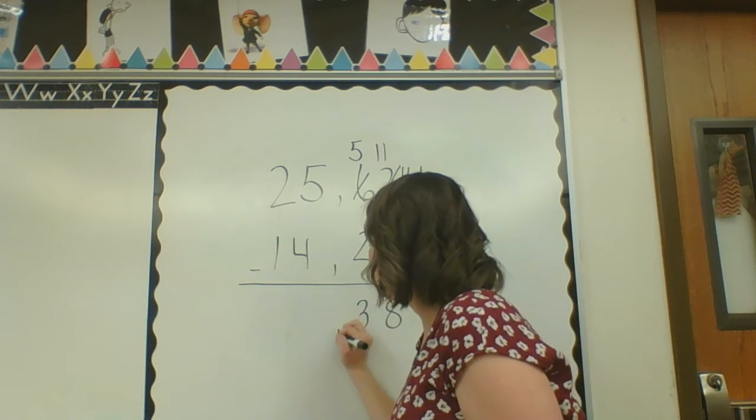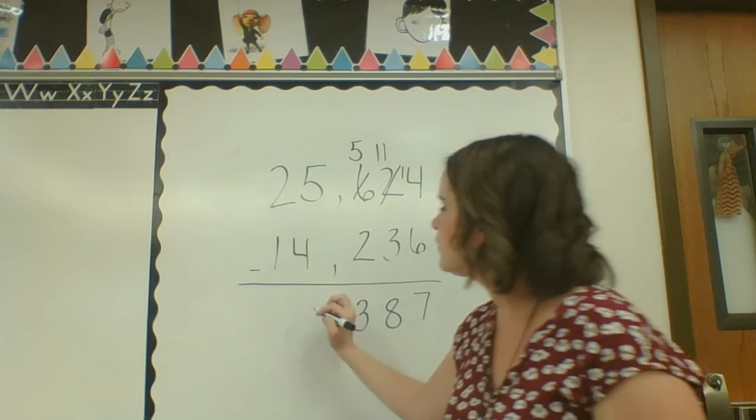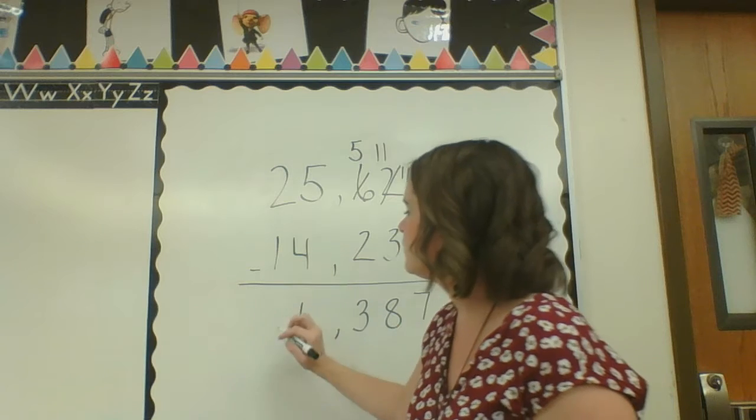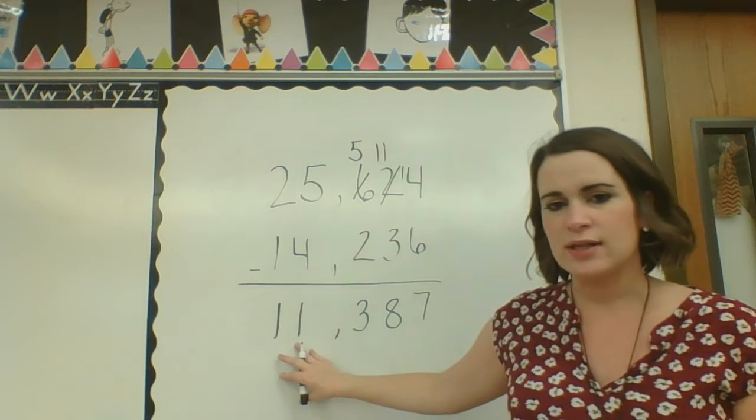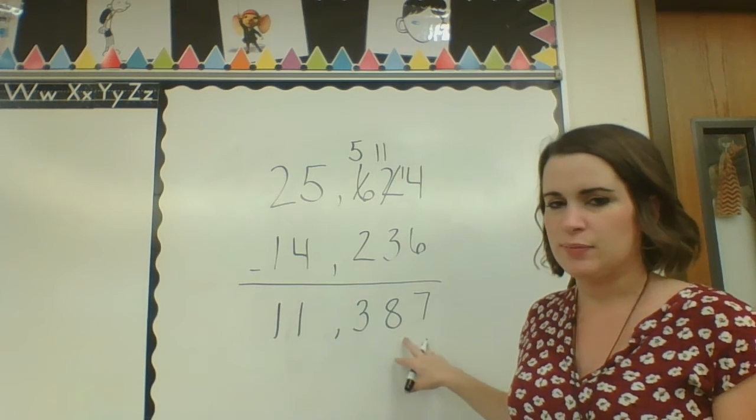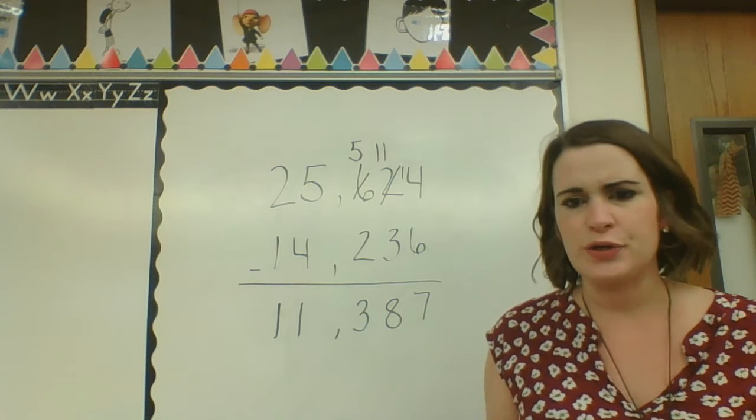Don't forget to bring your comma down. 5 minus 4 is 1. 2 minus 1 is 1. Your answer is 11,387.